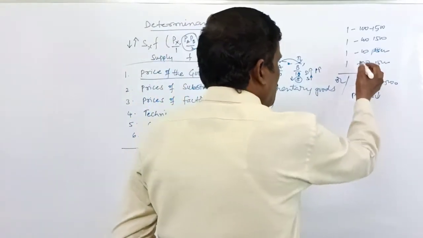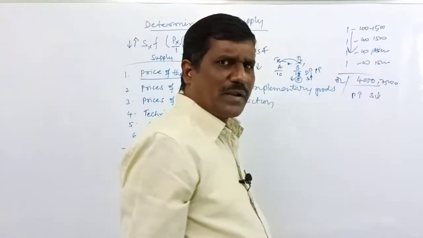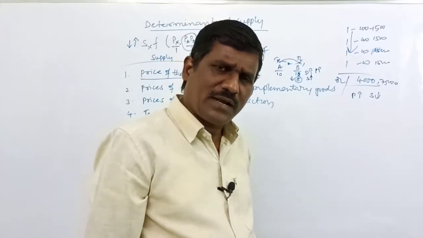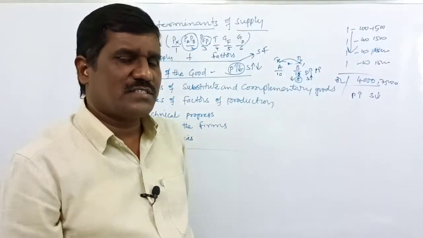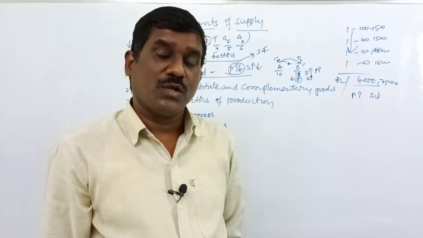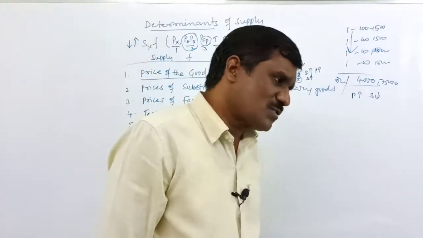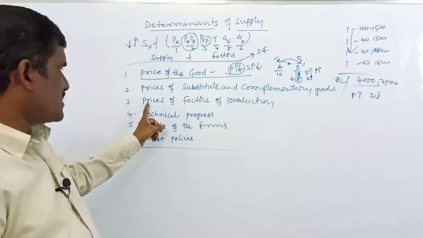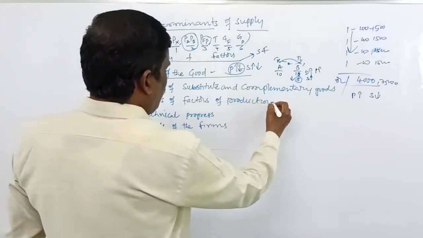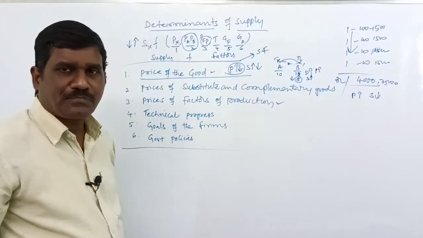For example, if the price of factors of production is very low, the price will be low. When the price is low, automatically they can sell more and more at a low price. So this is also one of the determinant factors: prices of factors of production.